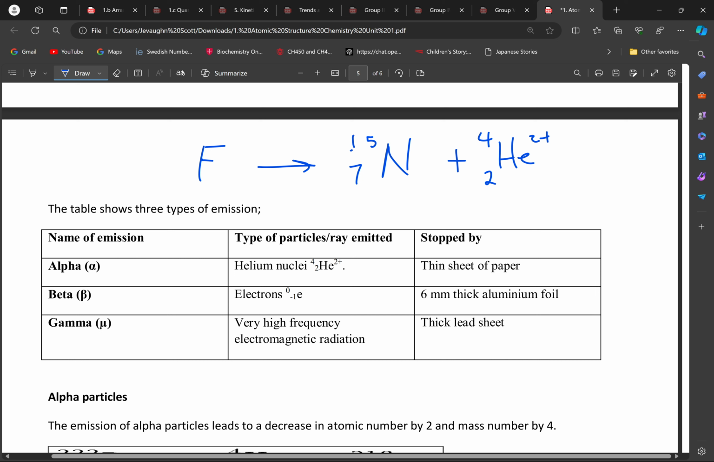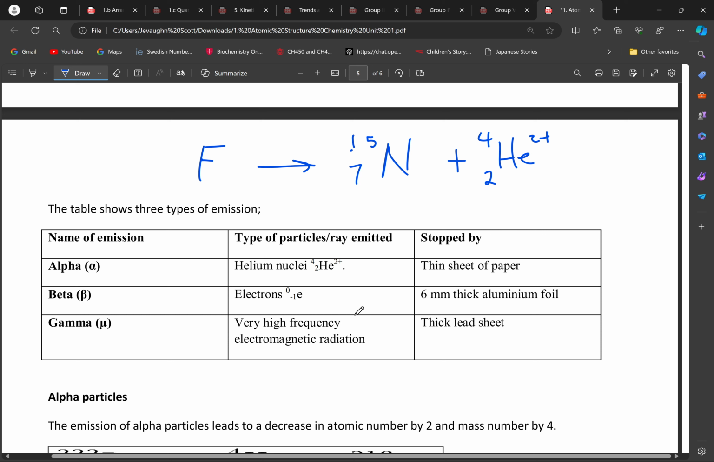Beta decay, on the other hand, is what we're looking at as the loss of a general electron. So what would the beta decay of fluorine look like? It's not really the loss of an electron, it's the loss of a beta particle. I want to look at how beta decay really looks. How does that look?